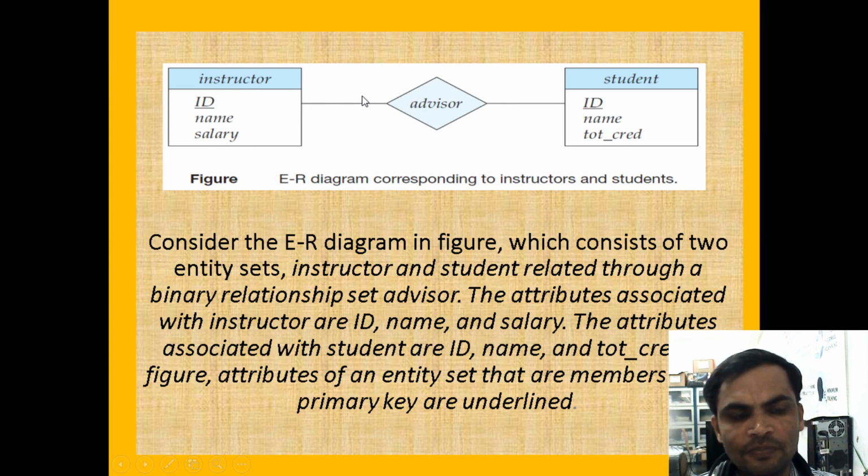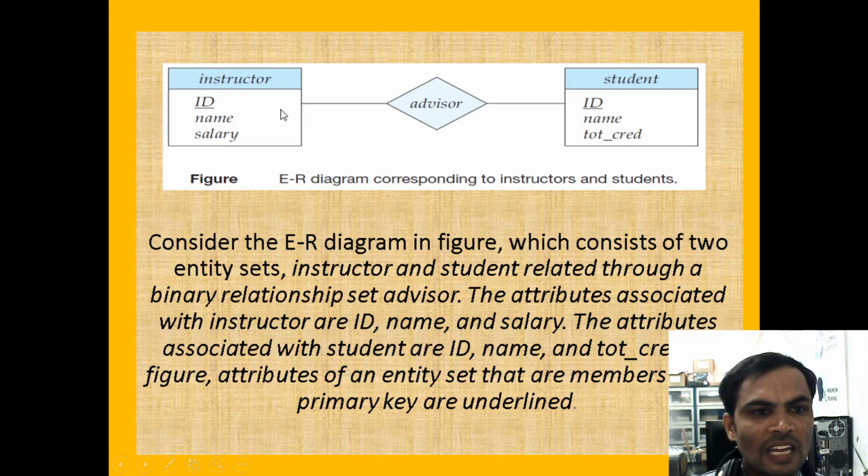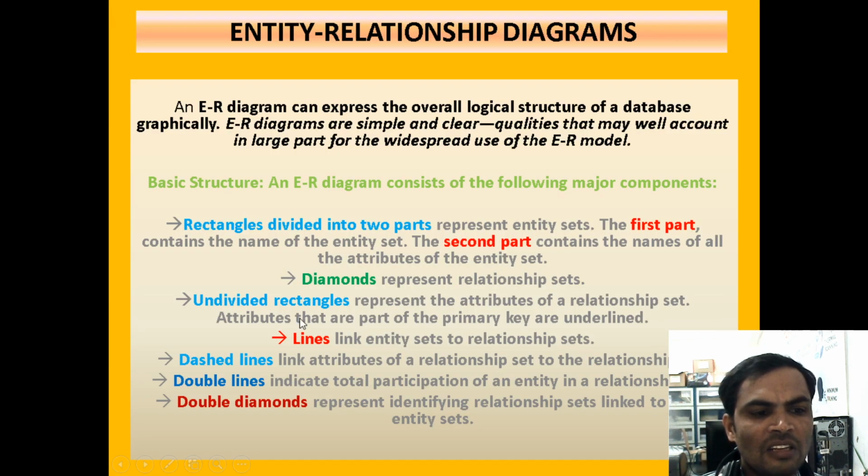If you want to link the relationship and the entity, we use a line. According to the basic components, lines link the entity set to the relationship. Coming to the dashed line: a dashed line links the attributes of the relationship to the relationship set. Coming to double lines, they indicate the total participation of the entity in the relationship set.